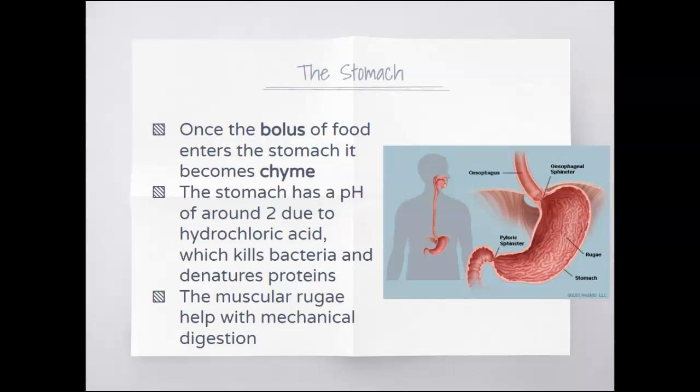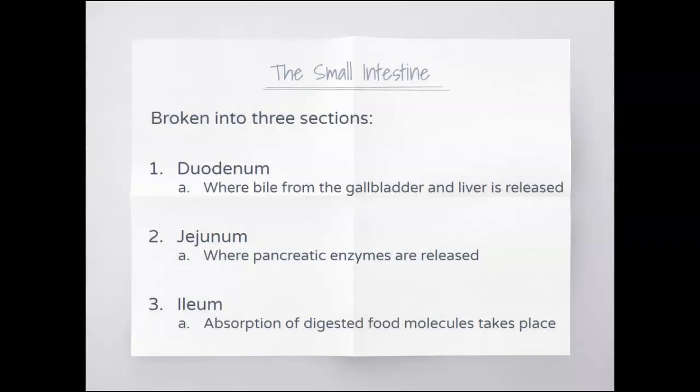The stomach is full of muscular ridges. You can see it kind of looks like a brain. They're called rugae, and that helps with mechanical digestion because the stomach can squeeze itself and continuously turn the food that's in it. Then after the stomach, the food moves into the small intestine.